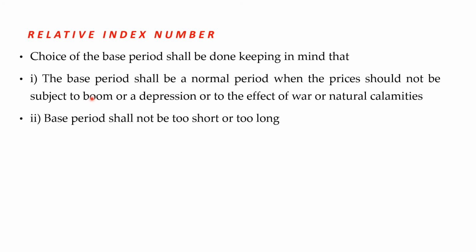So the base period that we take to calculate the relative index number should be a normal period where the prices are not subject to any boom or depression, or affected by war or natural calamities. Say for example, we cannot consider the year 2020 as a base period for calculating index number, because it is not a normal period. So the choice of base period is very important, and also the base period should not be too long or too short. So these are the points to be kept in mind while choosing the base period.